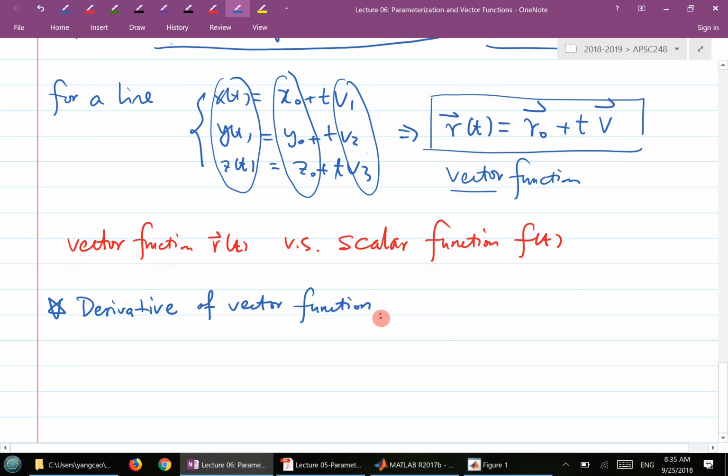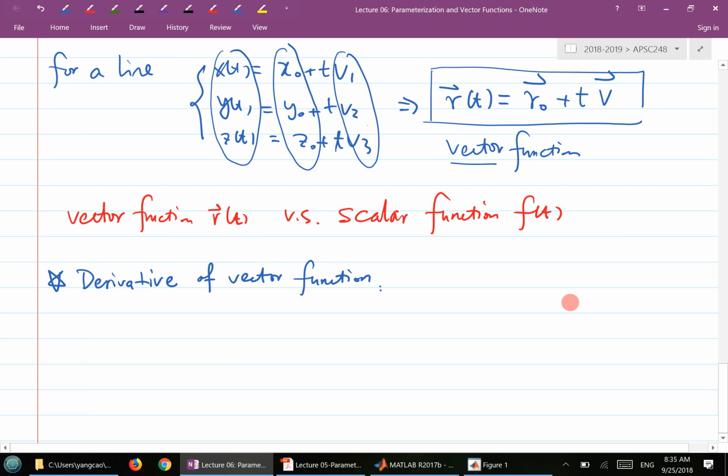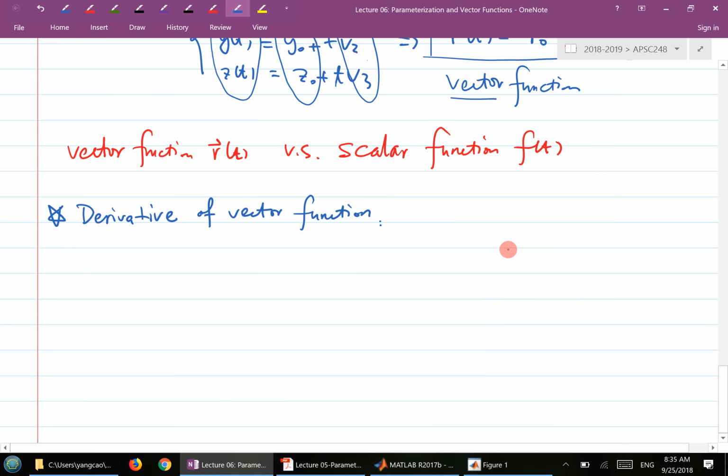Okay. Derivative of a vector function. I will follow pretty much exactly the same notation and the same concept as for a derivative of a scalar function. So let's say I have a curve here, and it's at this point. Here is one particular point, r of t, and then here is another point.